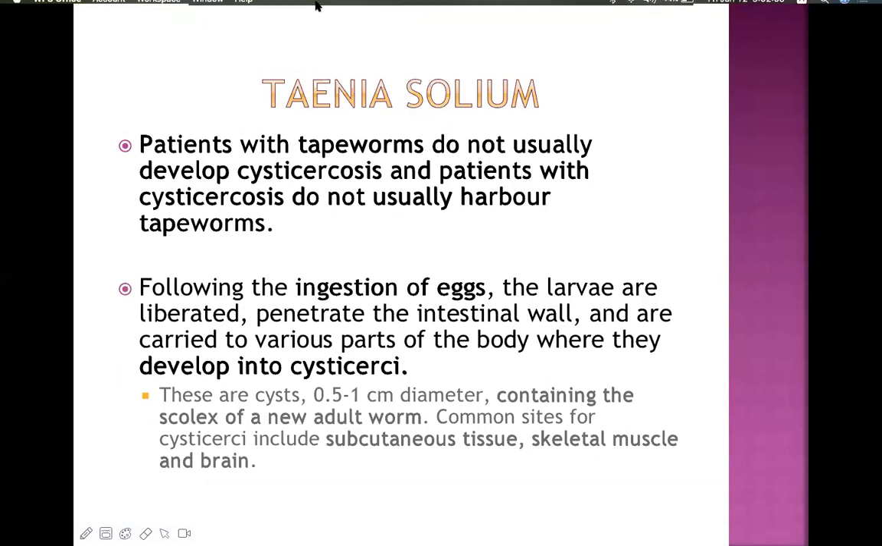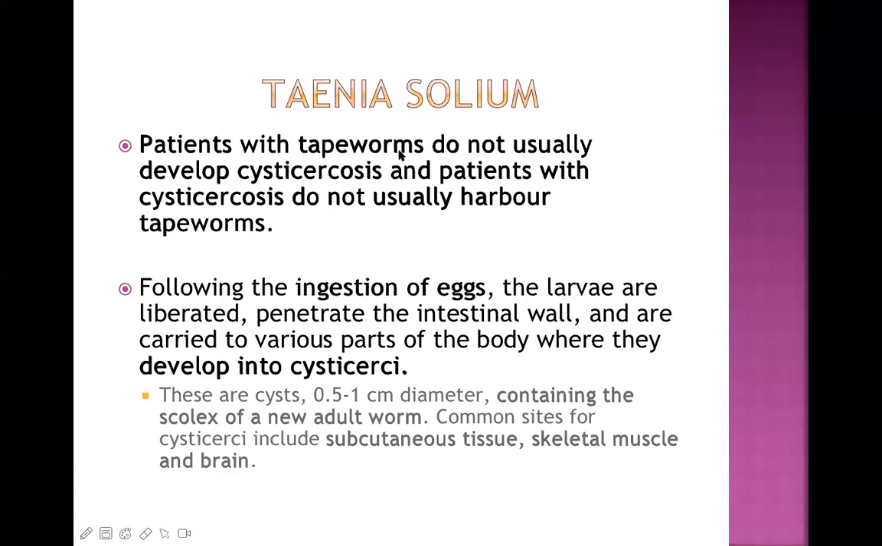Now, some very important facts here. A patient with an adult tapeworm does not usually develop cysticercosis, and a patient with cysticercosis does not usually harbor the tapeworm. Now we need to think about this statement for a moment. What does it mean? A patient with an adult tapeworm does not usually develop cysticercosis. Now let me explain why.